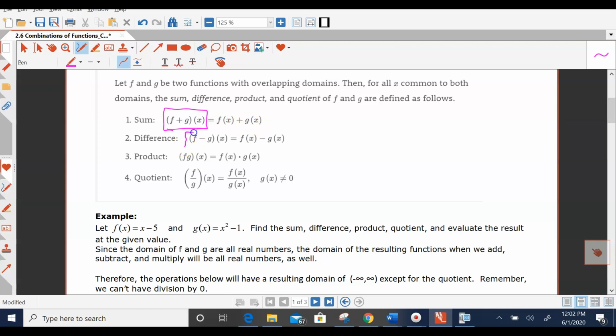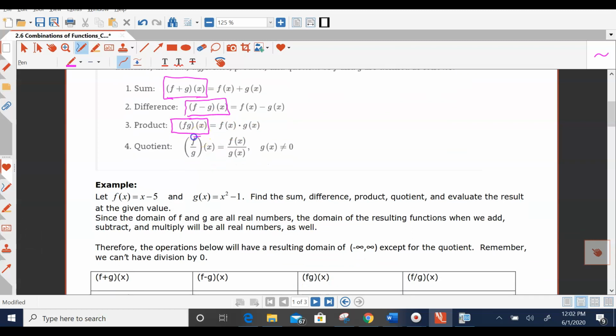When you see the notation f minus g of x, that's just telling you to write the f function and subtract from it the g function. This notation, f times g of x, tells you to multiply the two functions. Just set them up and multiply them. Finally, this notation, f divided by g of x, is just telling you to put the f function on the top, put the g function on the bottom, and divide them.